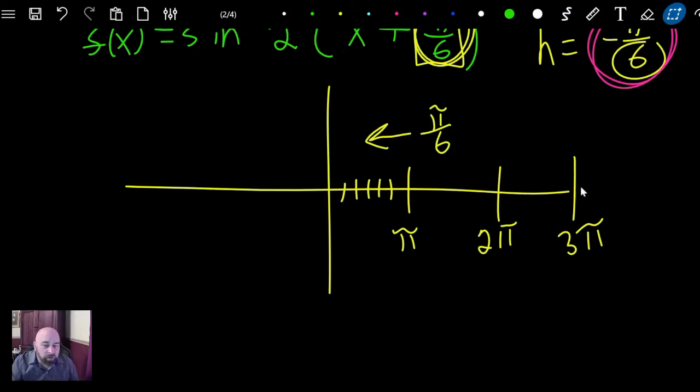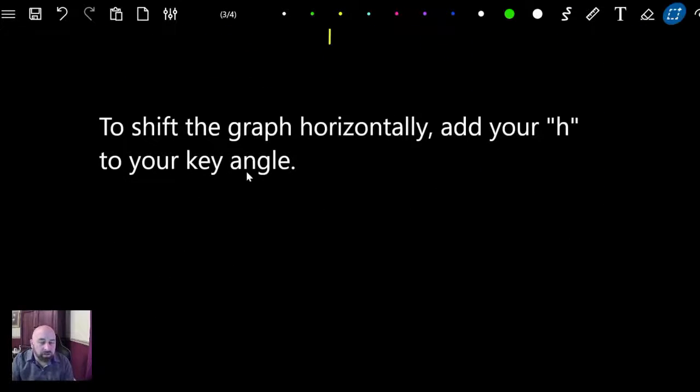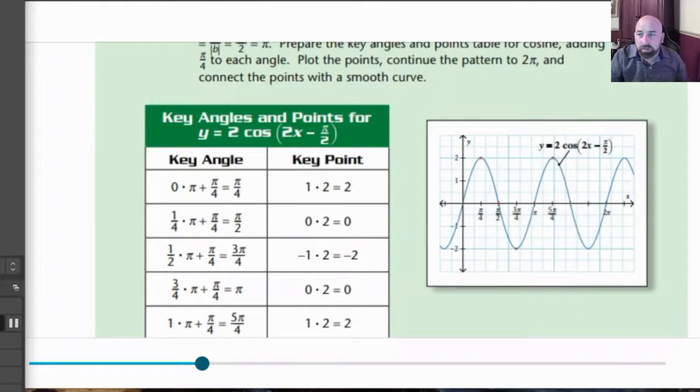Okay, so how are we going to do this? Here's a little hack right here. This is the easiest way to do this. What you need to do is figure out what is your h, and then to shift the graph horizontally, okay, so going left or right, you are going to add your h to the key angle. What's the key angle? All right, let's jump back over here to the book.